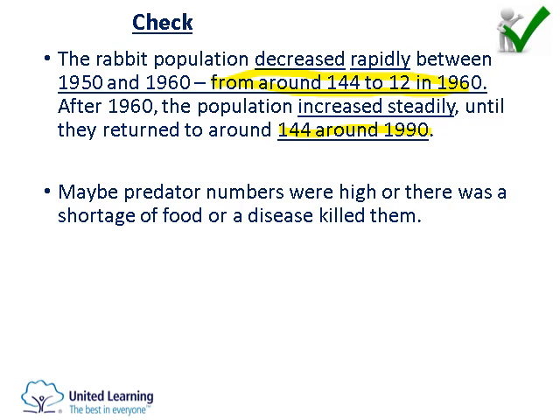Then I've got my suggest question, and I've said maybe the predator numbers were high, so for example foxes, and they had to eat more rabbits. That's what caused the decrease. You could have said there was more hunting of rabbits, there was more disease, there was a shortage of food for the rabbits, any would get you the mark.